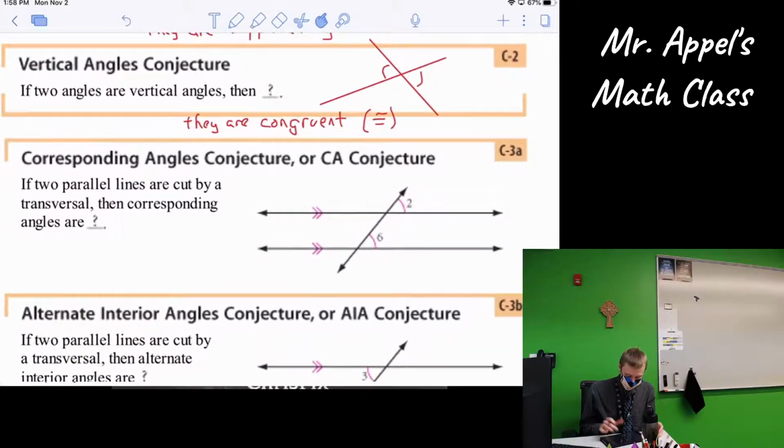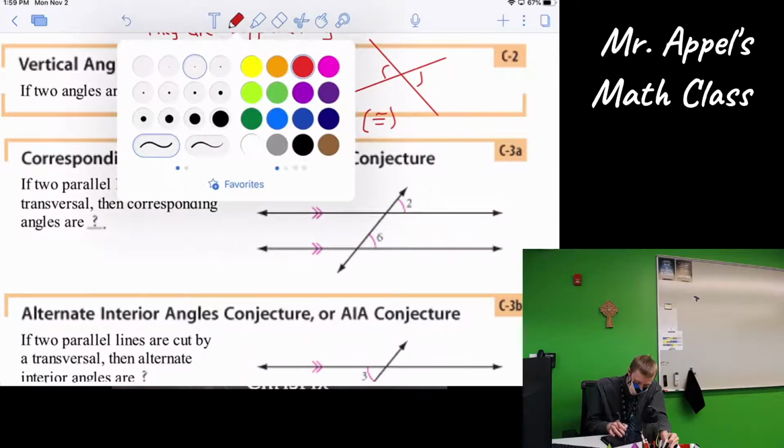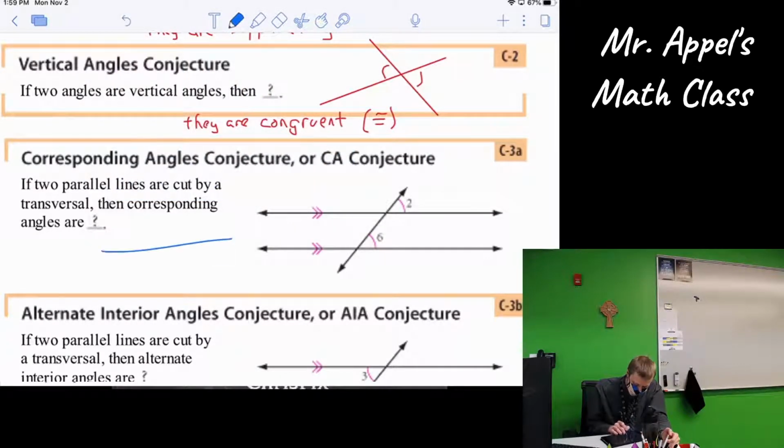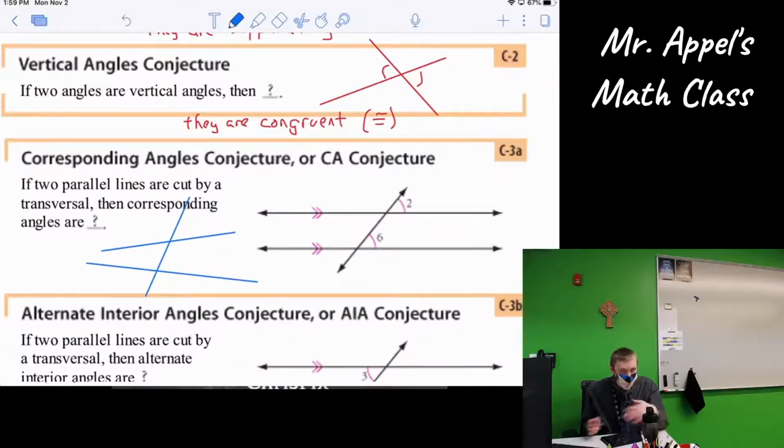All right, parallel line conjectures here. First up, we have the corresponding angles conjecture. So first off, you have to understand, what are corresponding angles? The corresponding angles in any set of lines, I'm just going to draw an alternate picture here. What if we didn't have parallel lines? That's okay. Corresponding angles, alternate interior, all of these still exist. They have to do with where the angles are positioned.